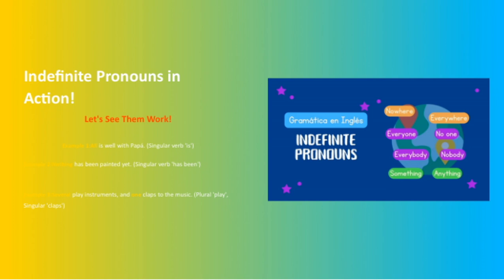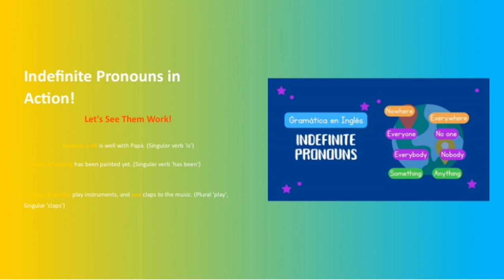Finally, in the third example, several play instruments and one claps to the music. We see a slightly different case. Here, several is a plural indefinite pronoun, so it takes the plural verb play. Meanwhile, one is singular and takes the singular verb claps. These examples highlight that indefinite pronouns can be singular or plural, and it's important to match them with the correct verb form. Understanding this helps us communicate clearly and correctly, especially when talking about unspecified persons or things.